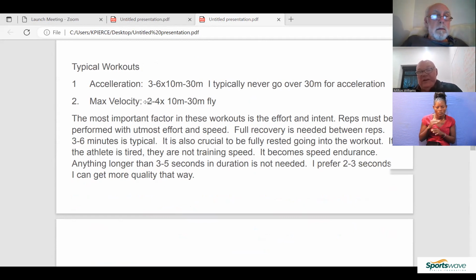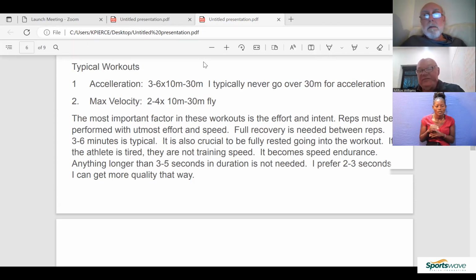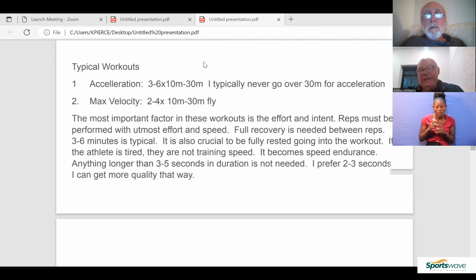So for acceleration, I'm going to run anywhere from 10 to 30 meters, typically around 20 to 30 yards or meters. I don't like to go over 30. The reason for that is if I'm doing 50 yards versus 30, I can get more reps that matter as far as technical practice at 30 meters. 50 is too fatiguing. So I like the shorter reps, but I don't like just 10.